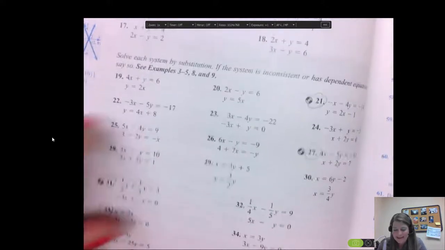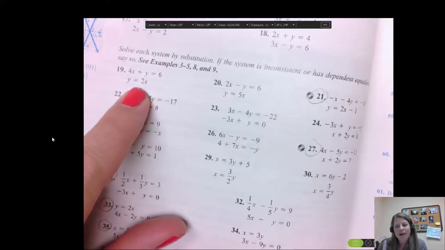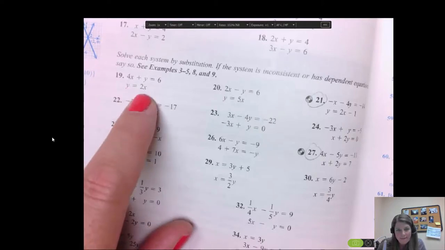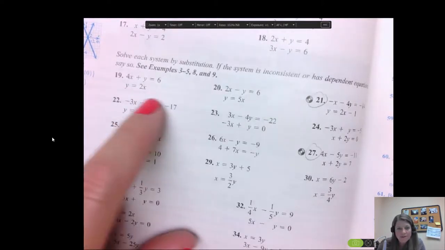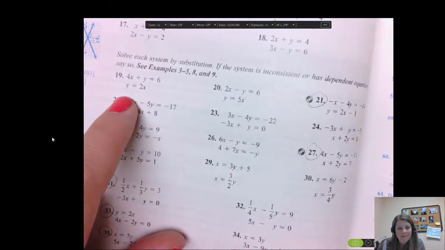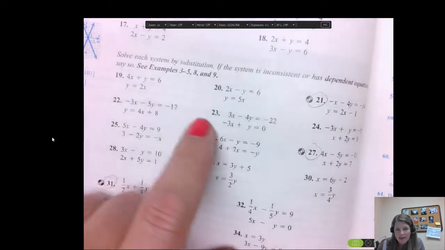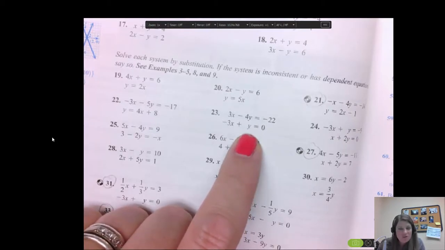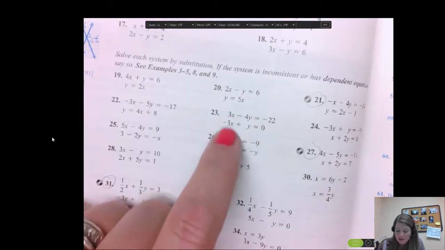Let's look at like 19 here. Which method should I use for 19 if one of them is solved for y? Or 20? Do you see how one of them is solved for y? I would use substitution. Now look at 23. What method do you think I should use for 23? Not substitution, because neither one is solved for x or y. I would want to use elimination because those x's go to 0.